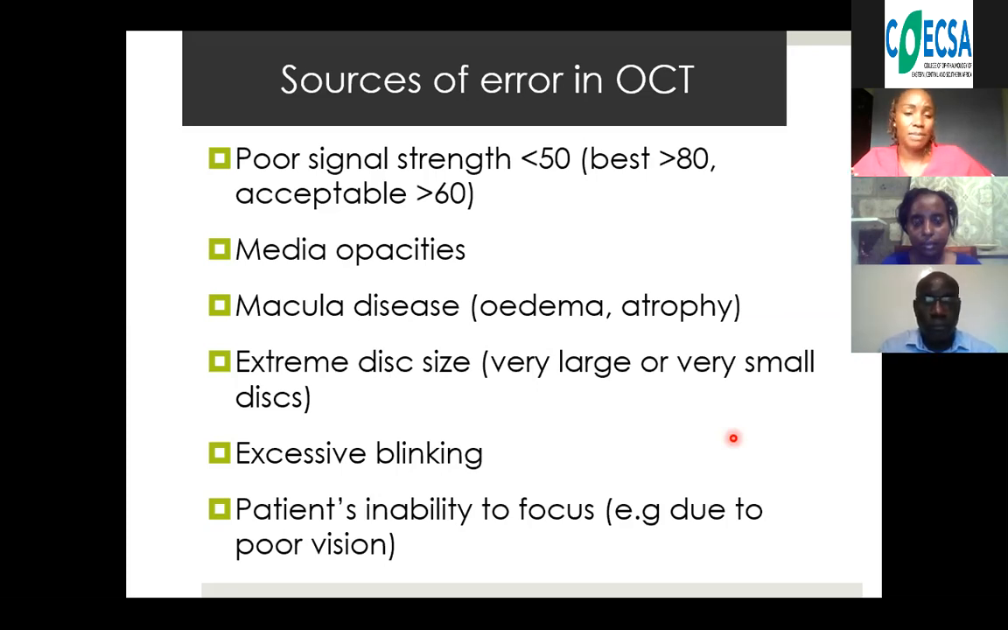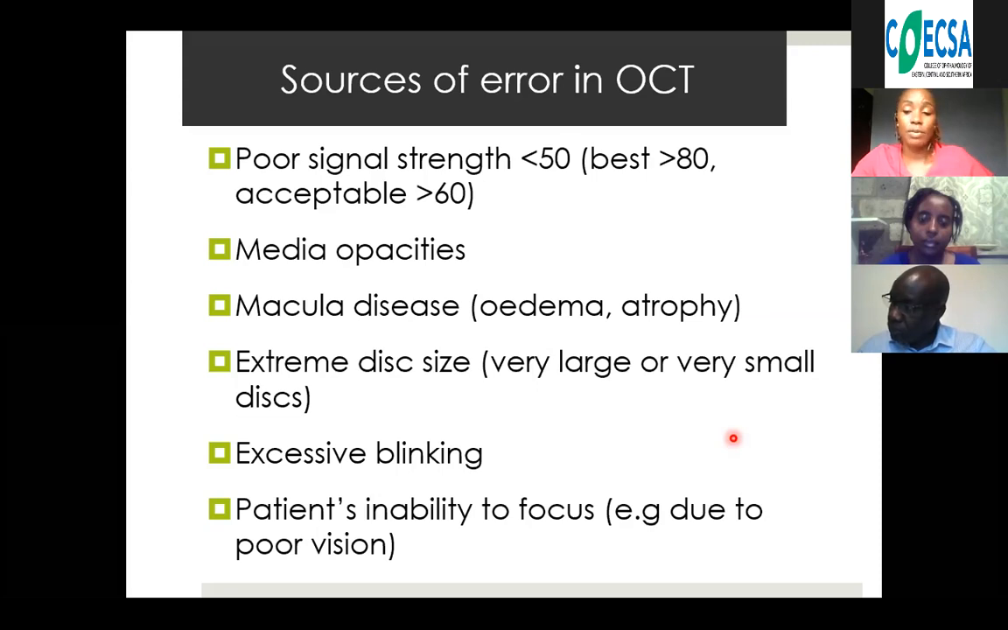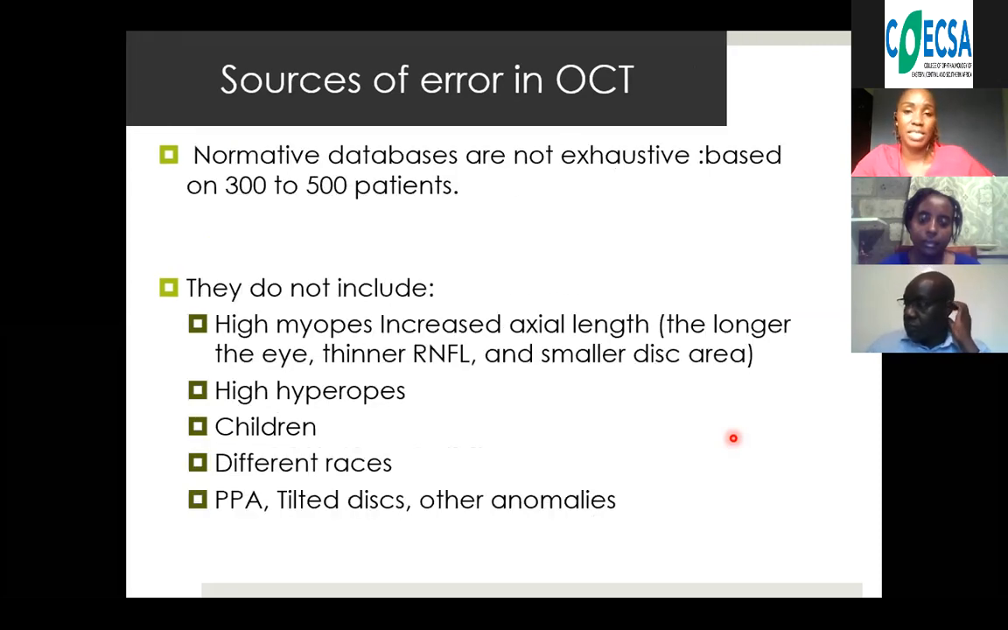If the patient is blinking excessively, you're not going to get a good signal, because there's interruption in how the machine is taking the measurements. Also, and this is very common, the patient is not focusing on the blue light, especially when they have poor vision. So if a patient has a CDR of 1 and they're PL, and you're asking for an OCT of the disc, they cannot even see that blue light they're supposed to see. So you're not going to get an accurate assessment. So these are factors that you need to consider when you're doing the OCT, or requesting the OCT, and also when you're interpreting the OCT.